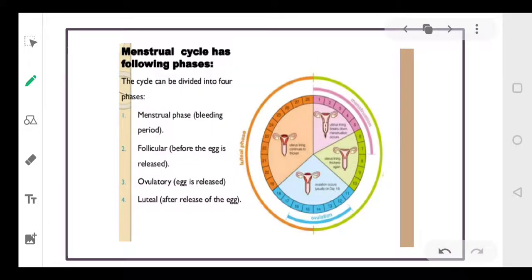Now, menstrual cycle basically is comprised of 4 phases. First is the menstrual phase. Second is the follicular phase. Third is the ovulatory phase, and the fourth is the luteal phase. Right, everyone? So all 4 phases have been described in detail after this slide.